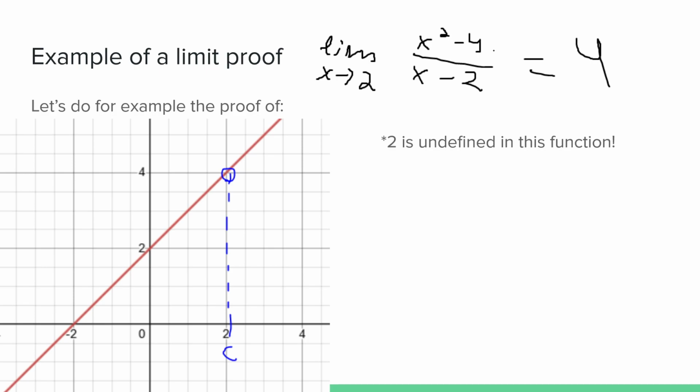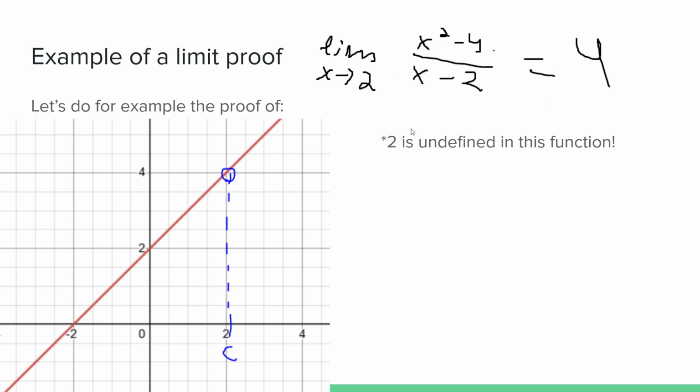So let's do an example of a limit proof. Let's say, for example, we have this function: the limit as x approaches 2 of x squared minus 4 over x minus 2. We need to prove that the limit of that is 4.